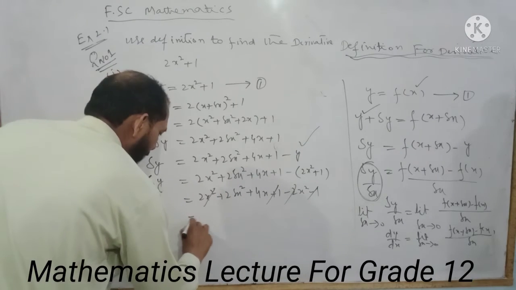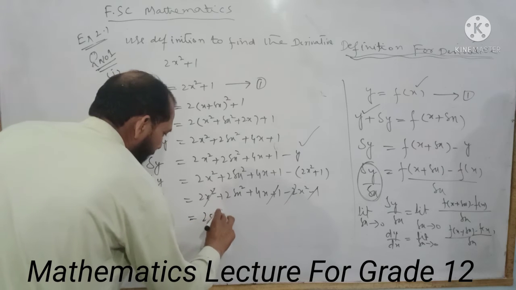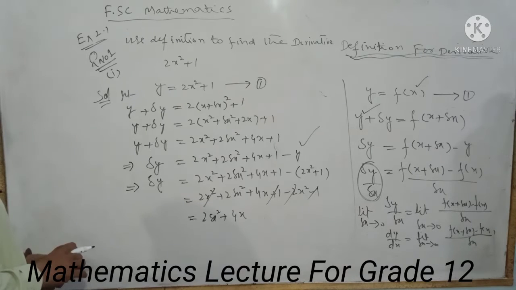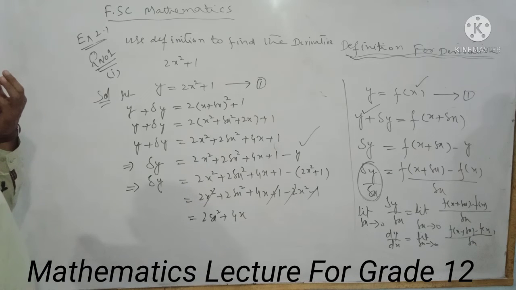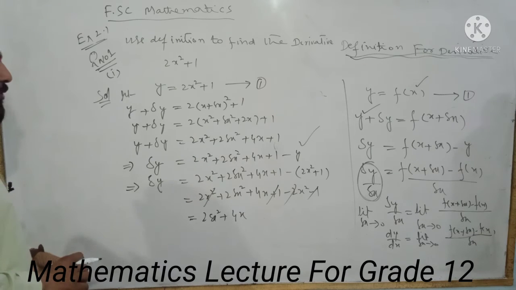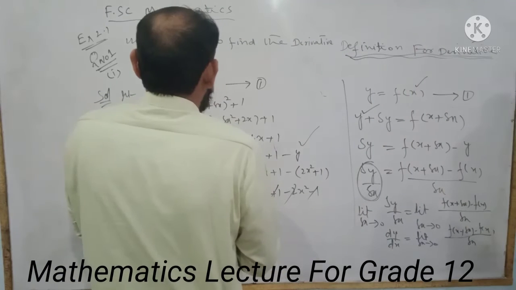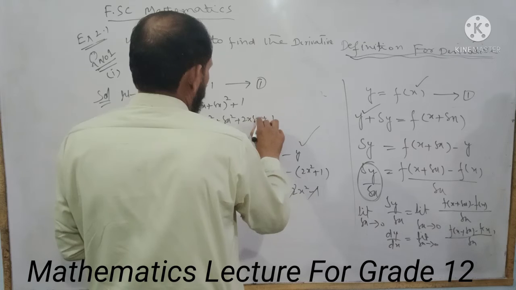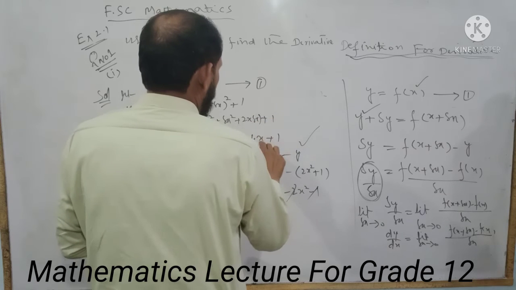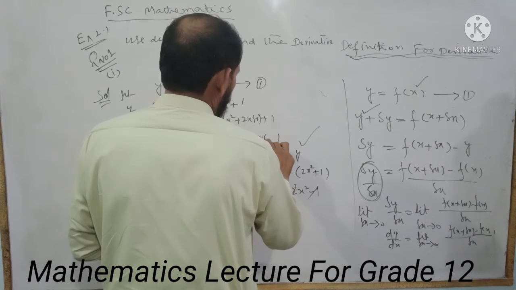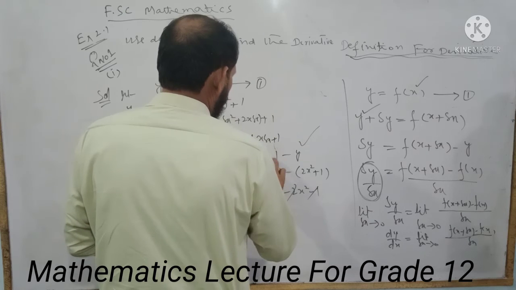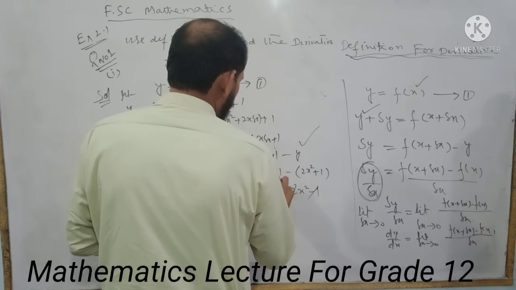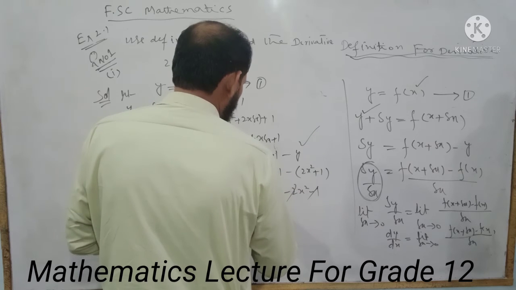Here the values left are only 2 del x square plus 4x del x. Okay, this is del x square, 2 del x, and here the sum is this: del x.